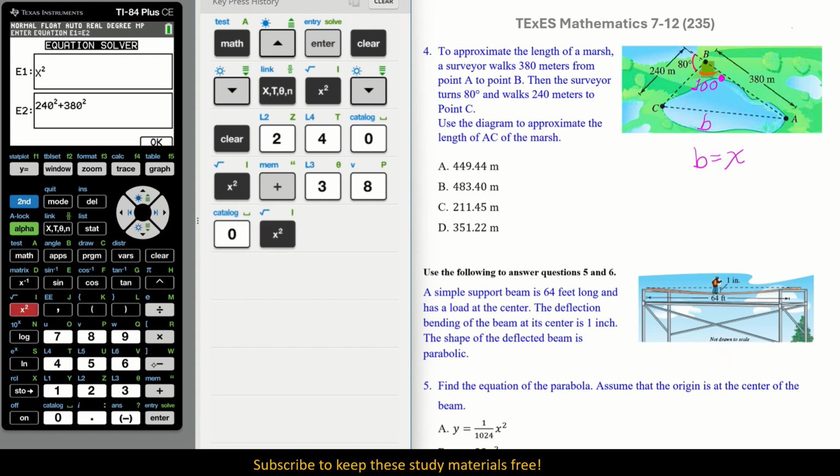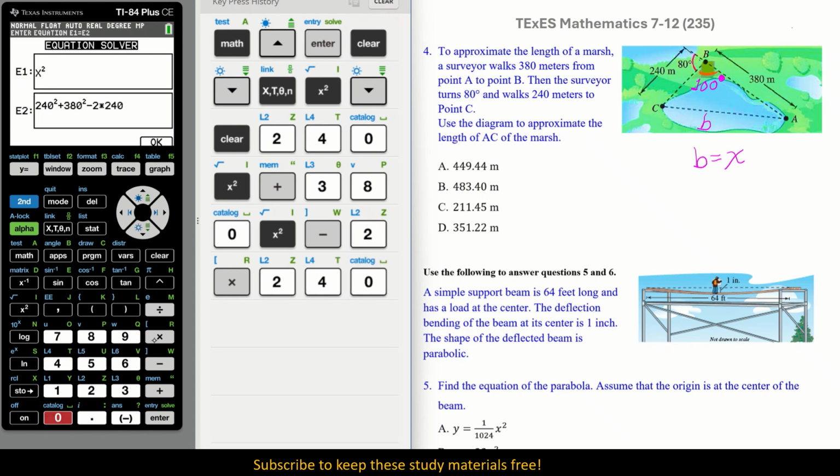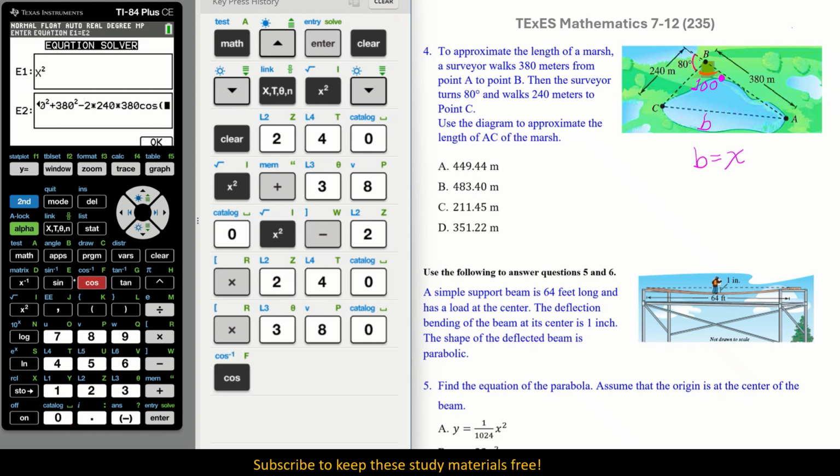Now you subtract. You subtract 2 times both of them, 2 times 240 times 380. Now it will be multiplied times the cosine of the one given angle. And this works because this is a side angle side formula, if you remember your geometry, okay? All right, so we use cosine. That's why we call it the law of cosines.